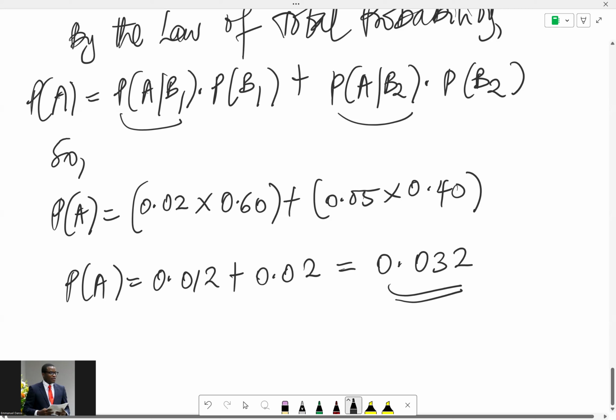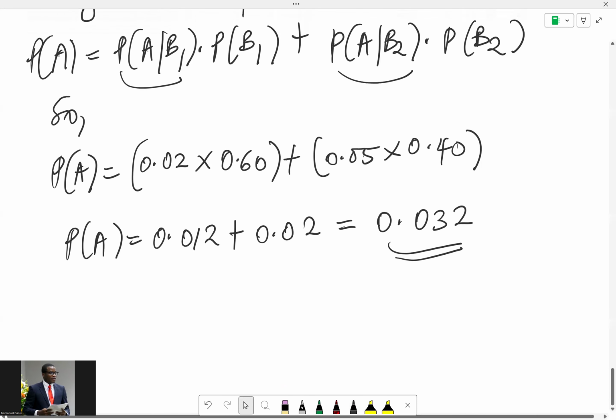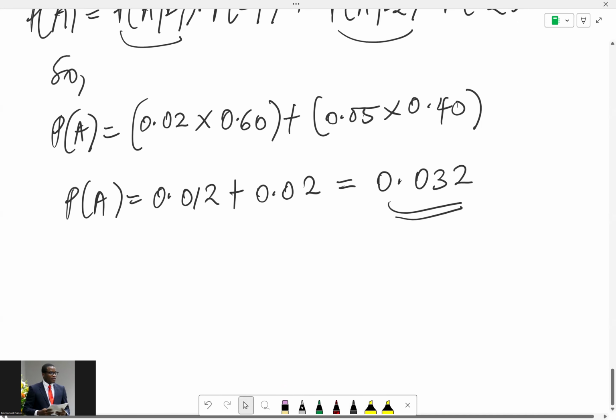0.032. So the probability that a product will be defective is 0.032, or 32 out of 1,000. So it means 32 out of 1,000 products will be defective. So we can put it that way, or 3.2% of products are defective, or 32 per 1,000. You can interpret it in different ways.